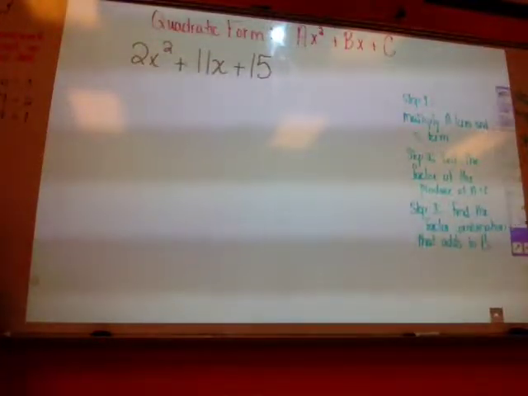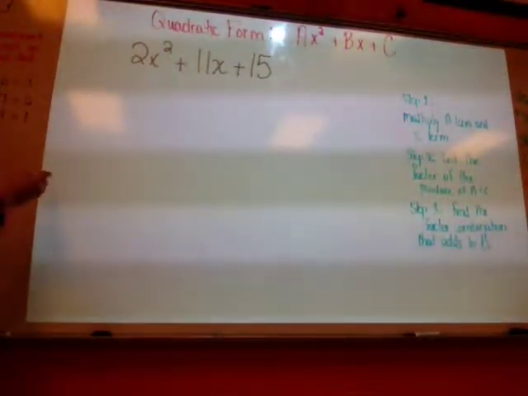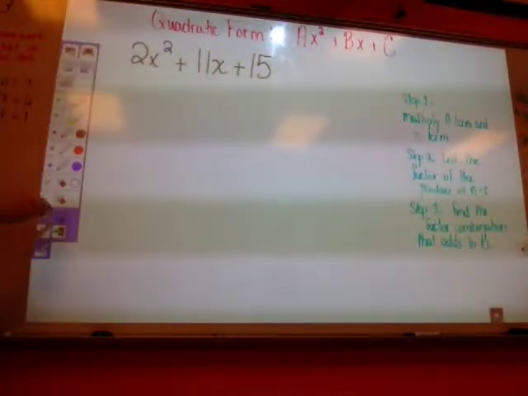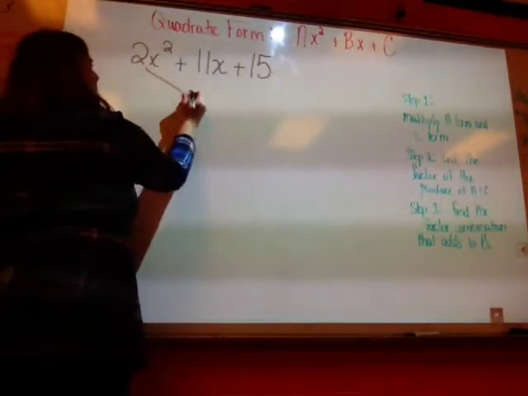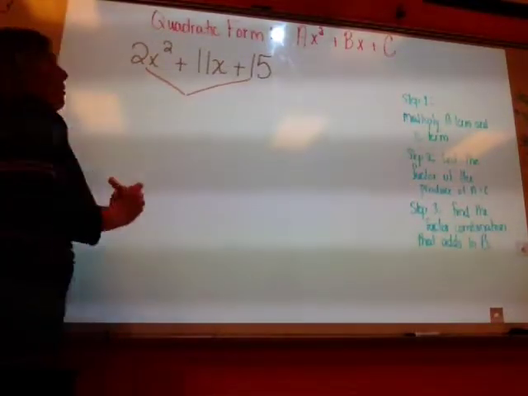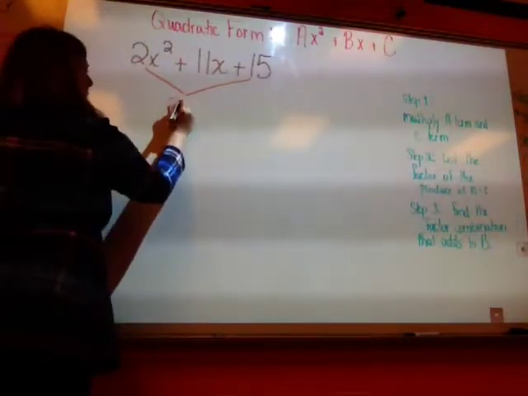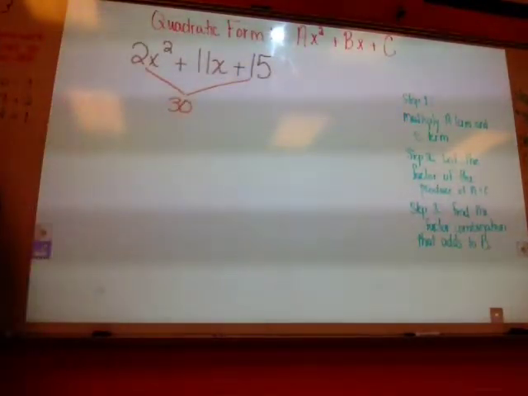You ready? Let's do step 1. Step 1 says to do what? Multiply A and C. So I'm going to take my 2, I'm going to take my 15, and I'm going to multiply. What's it going to give me? 30. Okay.